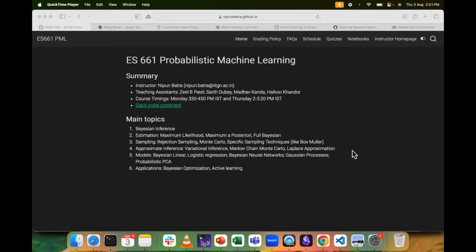So we will be discussing this course ES661, Probabilistic Machine Learning. I'm assuming that many of you have already taken the course Machine Learning because that would be considered a prerequisite for this course. We would unfortunately not be able to repeat all of the content which we covered there. So I'll first quickly walk through some of the logistics of the course, followed by the course contents.